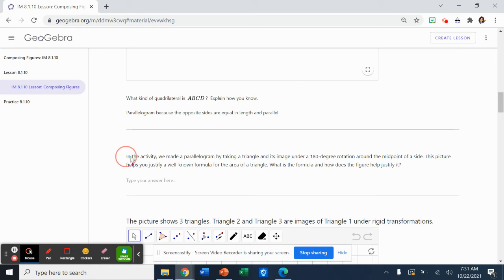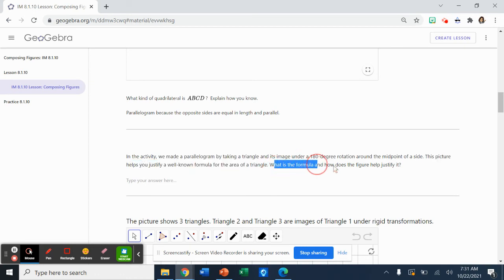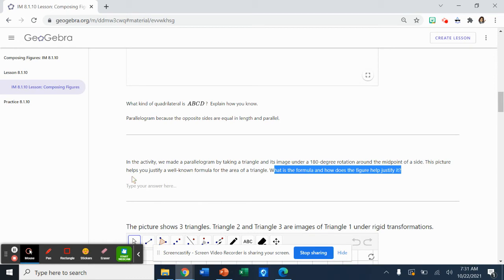So it tells you this in the next task. In the activity, we made a parallelogram by taking a triangle and its image under a 180-degree rotation about the midpoint of the side. This picture helps you justify a well-known formula for the area of a triangle. What is the formula and how does the figure help justify it? So what's the formula for the area of a triangle? Go ahead and type that in your box. You can pause me, type that in your box.